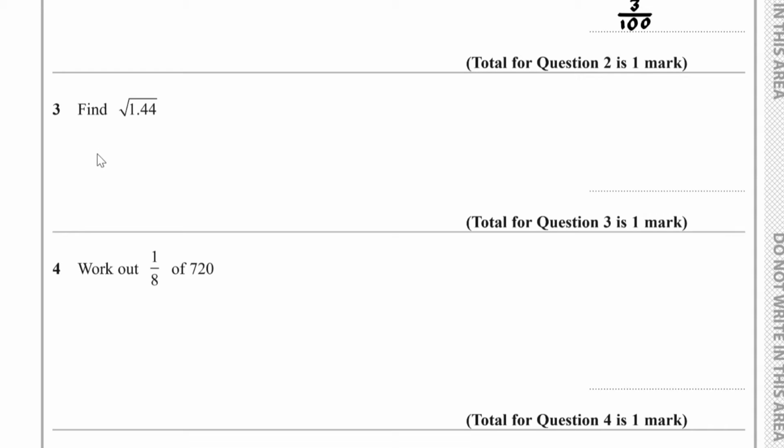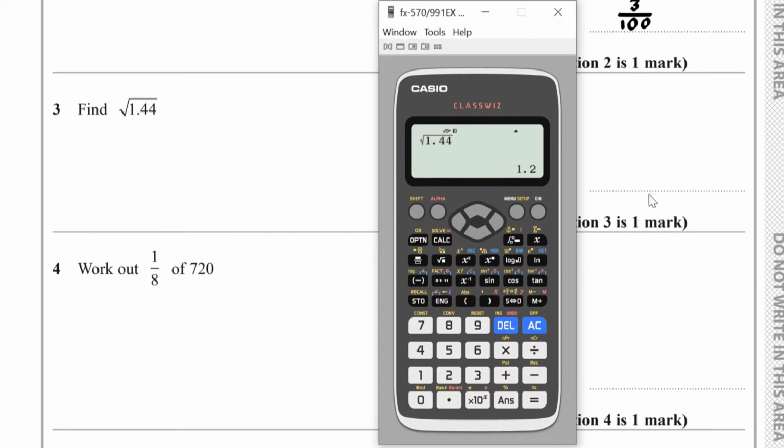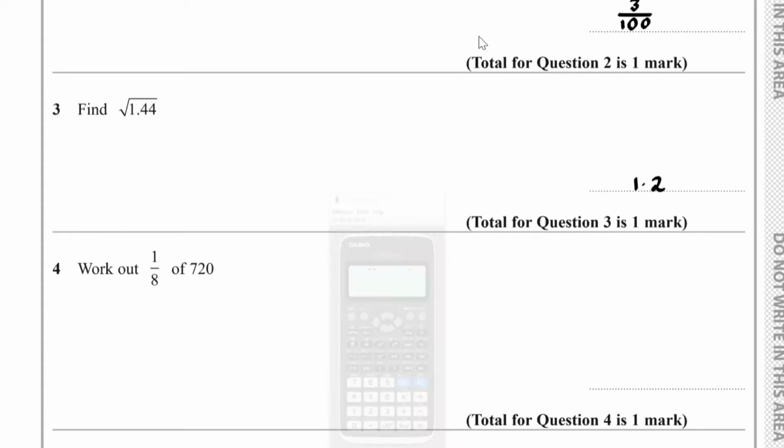Question number 3, we have to find the square root of 1.44. Well, working out the square root of 1.44, we get 6/5, which is the same as 1.2. So we have 1.2.